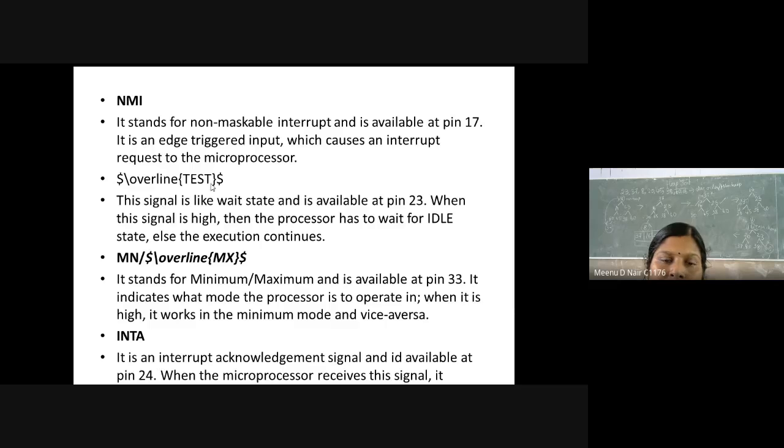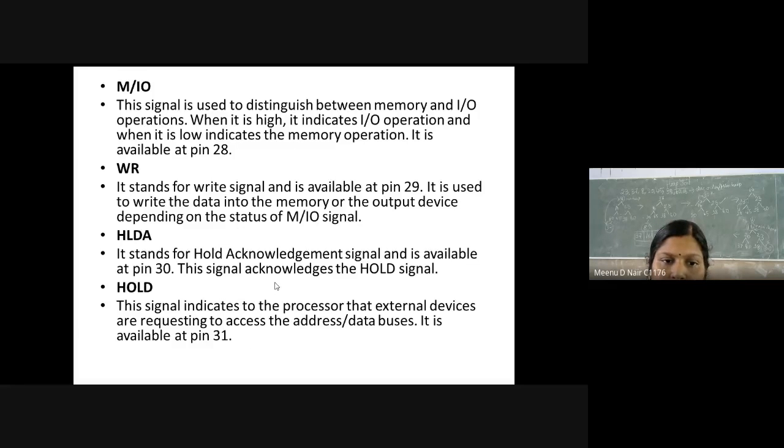That is NMI. Then the test signal is a wait state. When the signal is high, the processor has to wait in idle state, else the execution continues. So if the test signal is high, the processor has to wait for some time. It has to be in idle condition. It does not do any work. Otherwise, if it is zero, it can work as usual. It can continue the execution of the program. Then MN bar, MX bar, that is the minimum and maximum mode of operation.